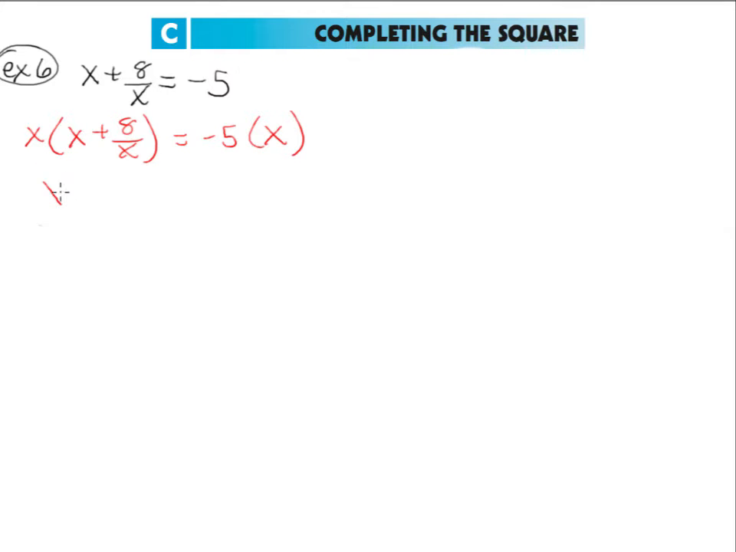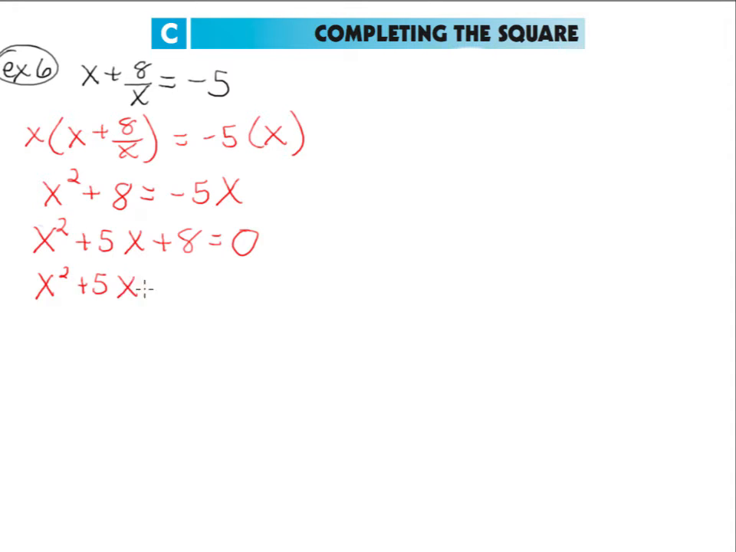So multiplying the left-hand side by x, we get x squared plus 8. And multiplying the right-hand side, we get negative 5x. Now let's write this as our quadratic, so that's x squared plus 5x plus 8 equals 0. Now to solve this using the complete the square method, I need to get the constant on a side by itself. So I'm going to subtract 8 from each side. So I have x squared plus 5x equals negative 8.